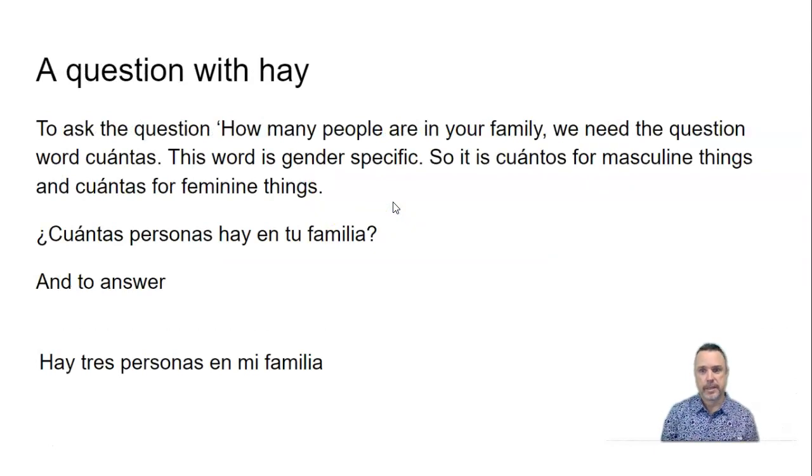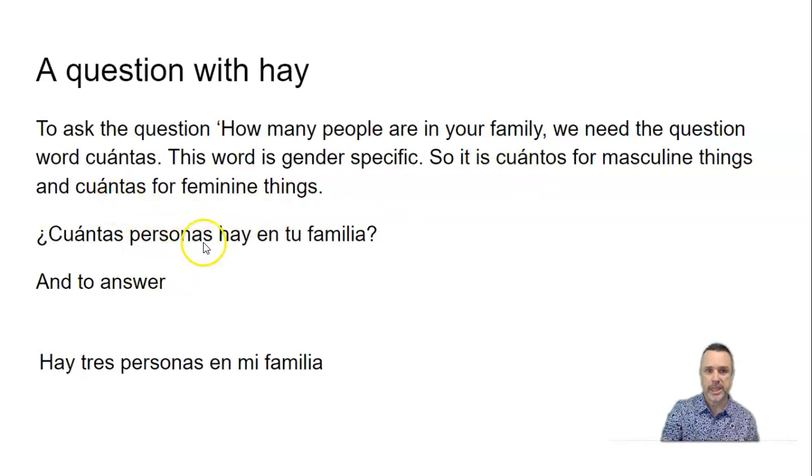So if you're going to ask the question with I, so to ask that question, how many people are in your family, we need the question word cuántas. Cuántas. So C-U-A con acento N-T-A-S. Cuántas. Now, remember, this word is gender specific. What does that mean? Well, that means it's cuantos for masculine things and cuantas for feminine things.